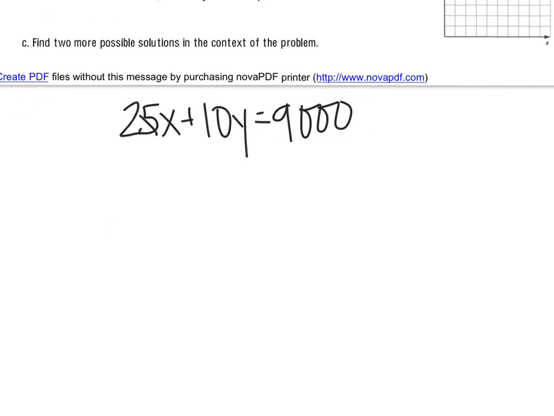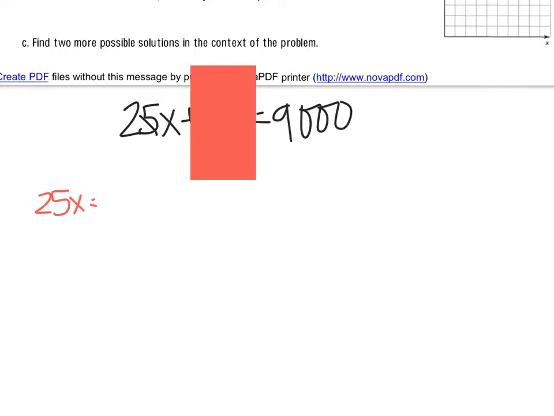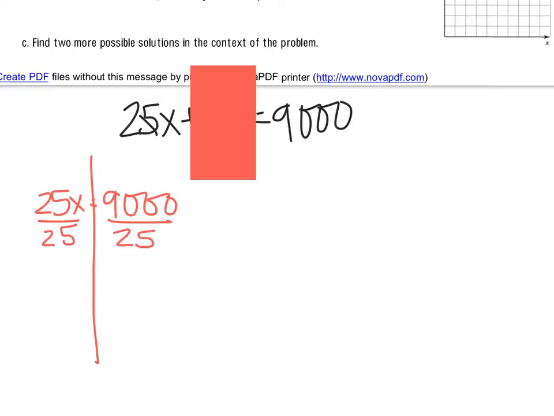So to find our x-intercept, remember I'm going to cover up my y value. And I get this equation of 25x equals 9,000. So that's easy. I'm going to divide both sides by 25. And I'm going to get x equals 360. So that's my x-intercept.